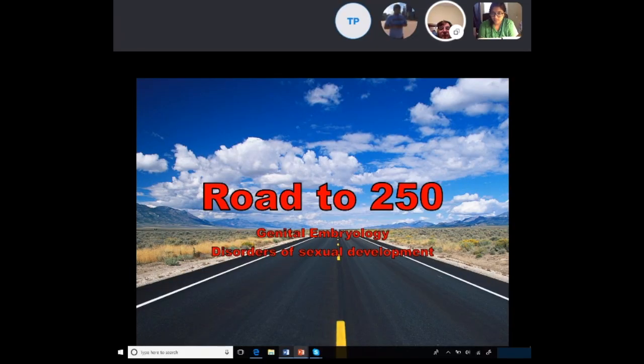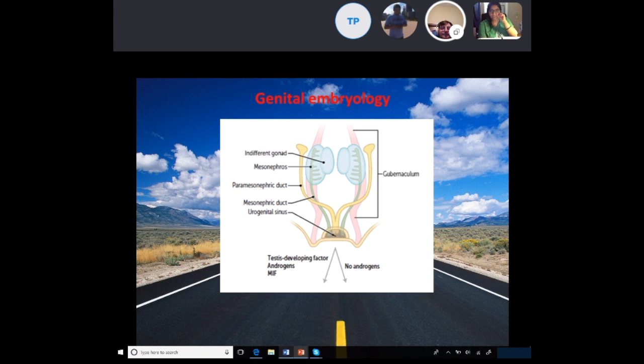Alright, so today we're going to go over some genital embryology and disorders of sexual development. In genital embryology, we all know that before we differentiate into male versus female, we have ambiguous internal embryologic organs that are just indifferent gonads, like we see here, and we have two different pathways which we can go.